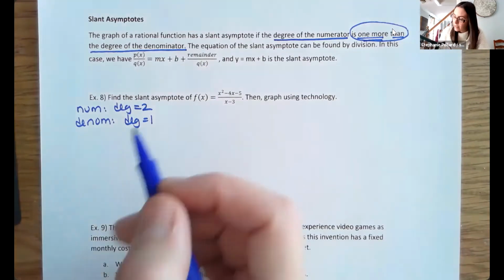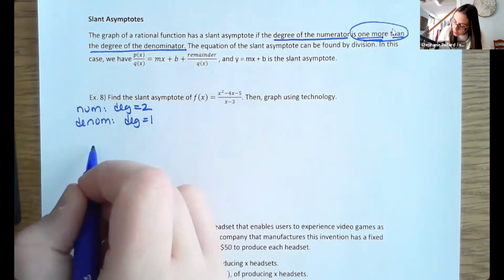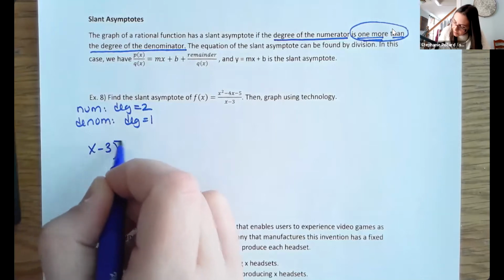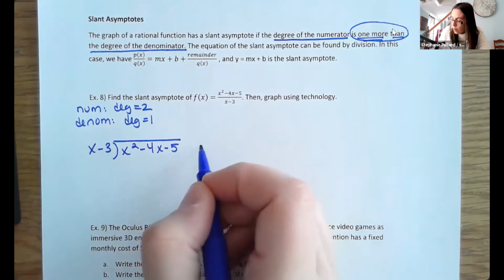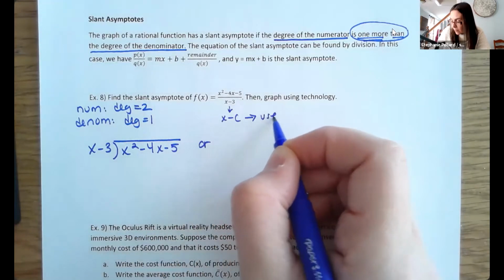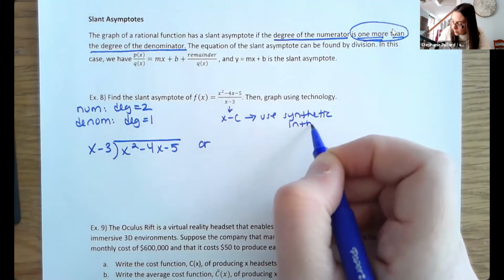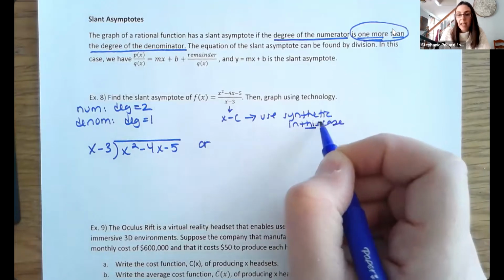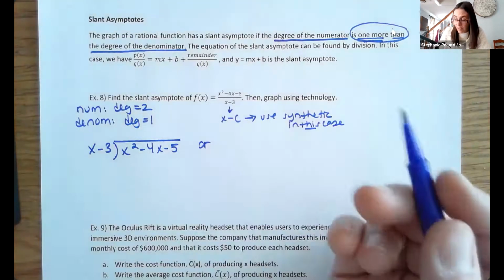So this one does have a slant asymptote. And we can find it by division. You can either do long division, or since this is of the form x minus c, you could use synthetic division. It depends on the case though. If it's not of the right form, then you would have to do long division. So it's not that every form always uses synthetic, and you want to be careful there. I'm going to use synthetic division because it's faster.